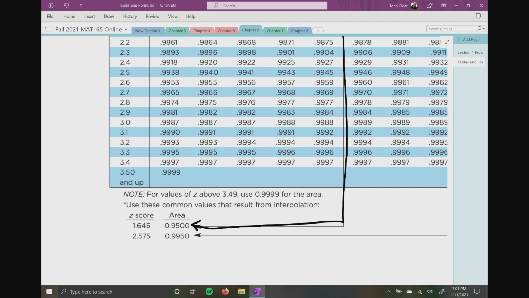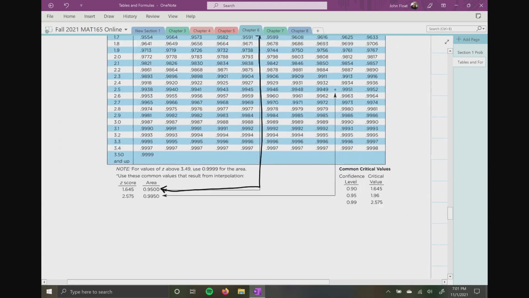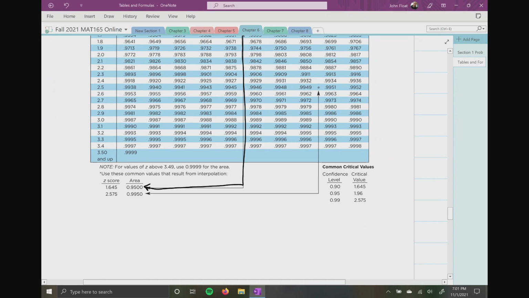So technically, when I go back into my table, I can put plus or minus 1.645. Now, before I do that, I just want you to look. This is on the positive z-score table. Look down here. It already gives you everything you need. So common critical values for confidence levels: 0.9, critical value is 1.645. 0.95 is 1.96. And 0.99 is 2.575.